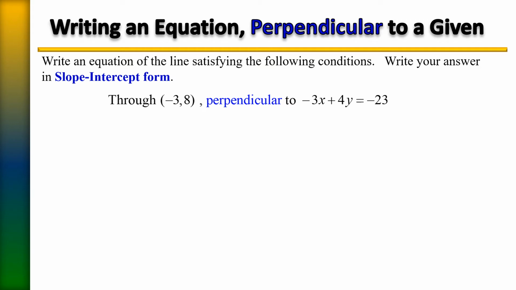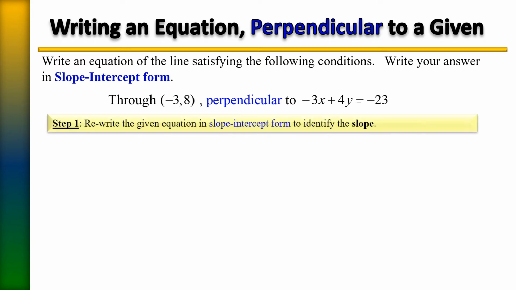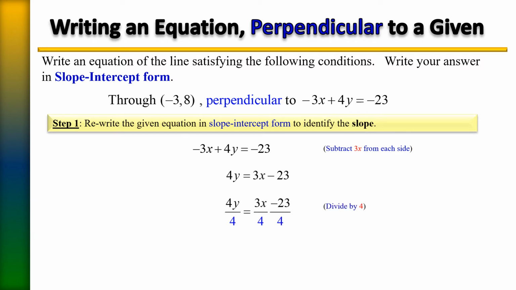So the first thing we need to do is to identify what the slope of our given line is so that we will be able to create and produce a line that is perpendicular to that line. So the first step is to solve for y, which means we need to add 3x to each side of the equation to solve for y. Last step to solving for y is to divide by 4. What we do to one, we do to all terms. Once we simplify it, our line is y = 3/4 x - 23/4.